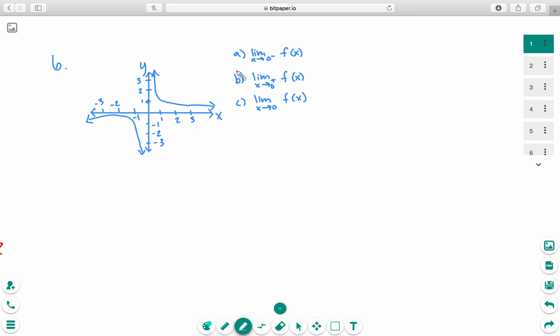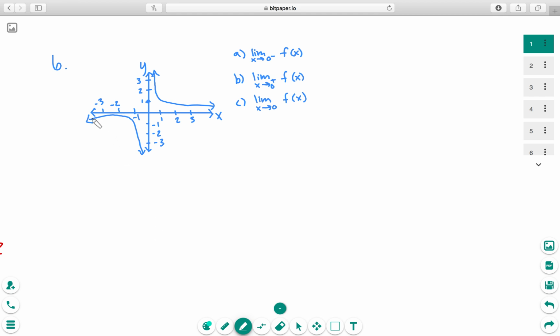So we want to determine the limit of x as it approaches 0 from the left side, and then the limit as it approaches 0 from the right side. And then using those two, we can try to determine what the limit as a whole is. So let's think about it from the left side. Here we don't really need to do any calculation at all.